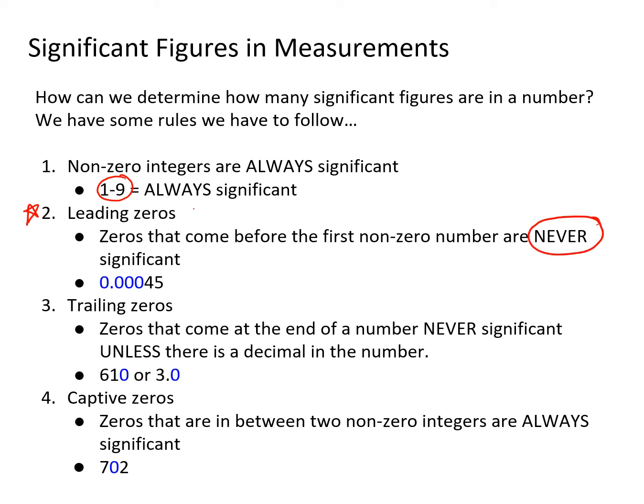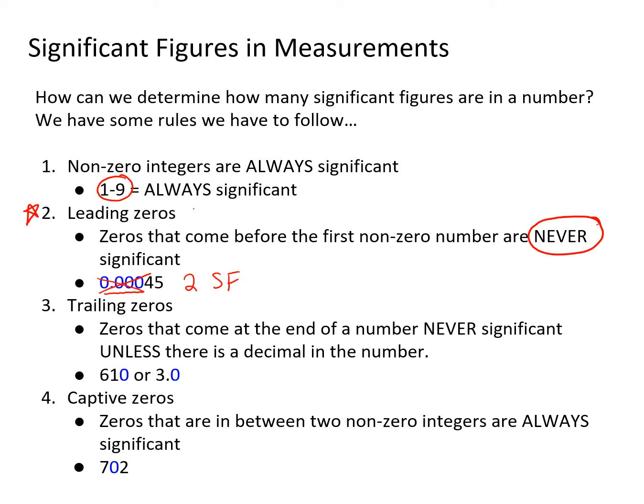So here we have an example of 0.00045. All of those zeros at the front of the number are not significant, so we can cross them out, and we would actually say that this value only has 2 significant figures.